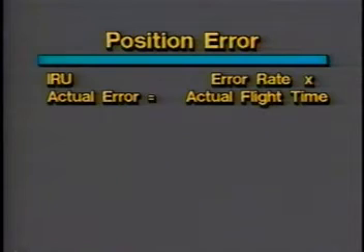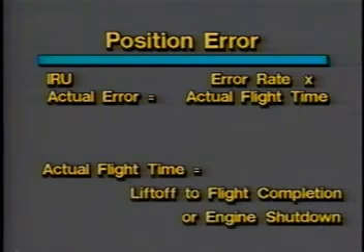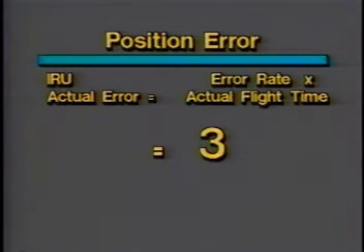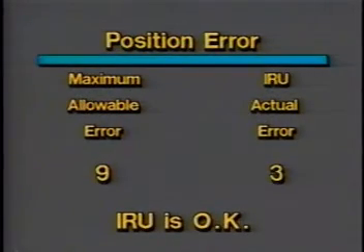Multiply this error rate by the actual flight time to get the actual position error value. Flight time is the number of hours from liftoff to flight completion or engine shutdown. To illustrate this formula, let's assume the actual flight time was 1.5 hours. If the left IRU has a position error rate of 2 nautical miles per hour, and the flight time is 1.5 hours, the actual IRU position error is 3 nautical miles. Now, compare this value with the maximum allowable position error. Since this value is less than the 9-mile maximum, the IRU is okay.